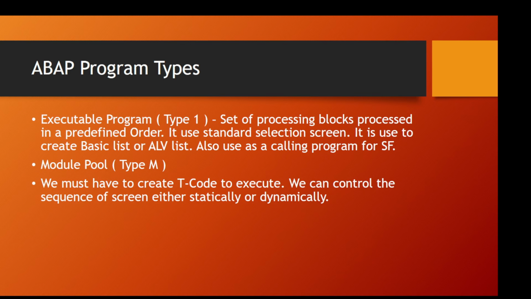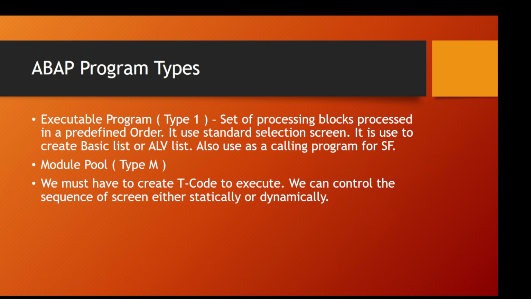ABAP program types. ABAP program types are also an important part of SAP ABAP programming. In SAP ABAP programming, we have two main types of program. Number one is the executable program, and number two is the module pool program. Number one, the executable program, has type 1.